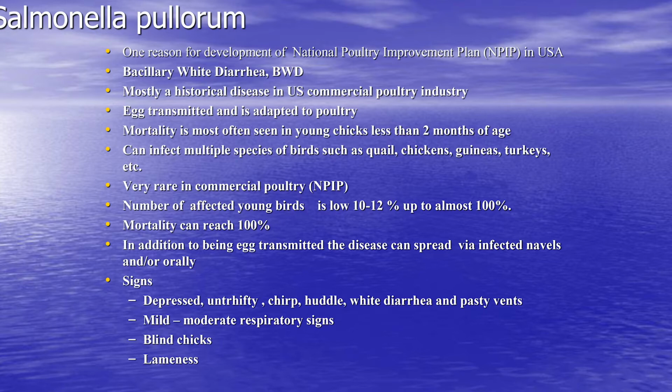Now, this was not only spread by egg transmission, it could be spread by infecting the navel and or orally. Signs, fairly general signs when you think about it. Depressed birds, unthrifty, they're going to be chirping, they'll be huddling. You could see this with many diseases, but you would see a white diarrhea and a pasting of the vent. Possibly some respiratory signs. Those could range from being very, very mild to moderate, maybe some blind chicks because it's in the eye, and some lameness.